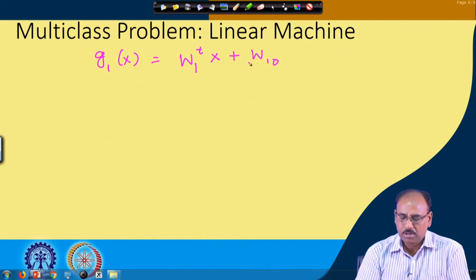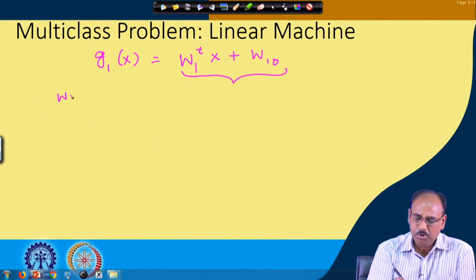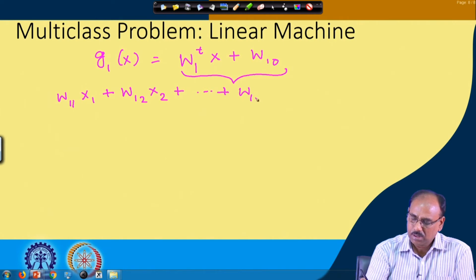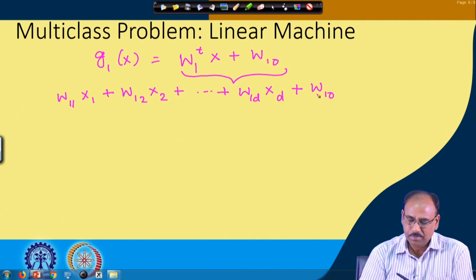As w 1 has got d number of components, x also has got d number of components. So, I can expand this expression in the form w 1 1 x 1 plus w 1 2 x 2 plus ... w 1 d x d plus w 1 0. This is what is my g 1 x.